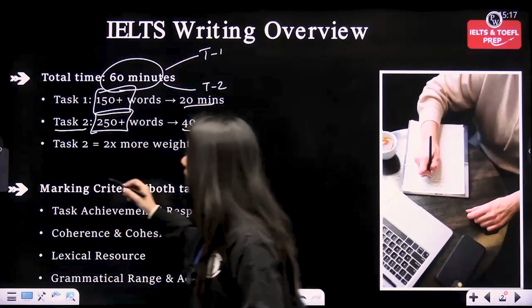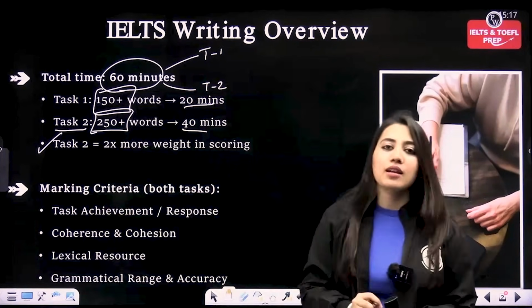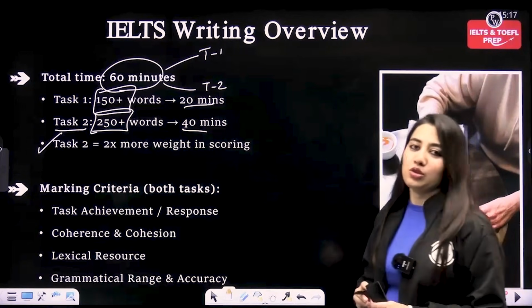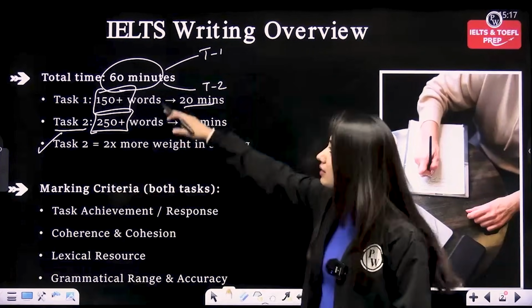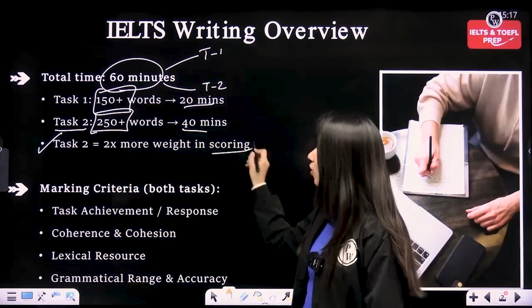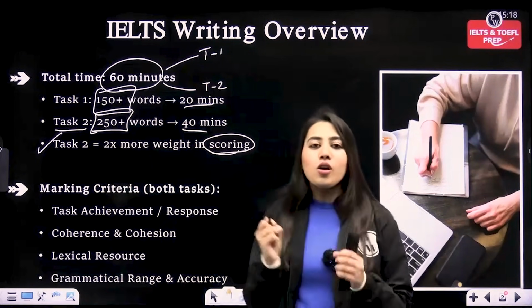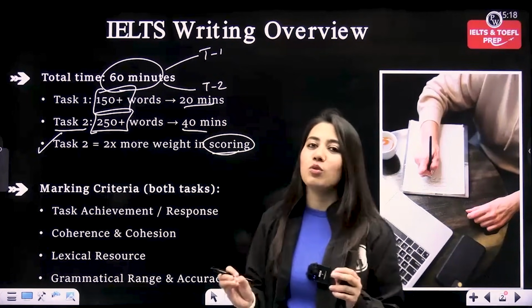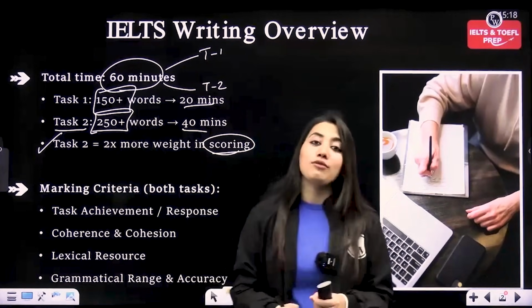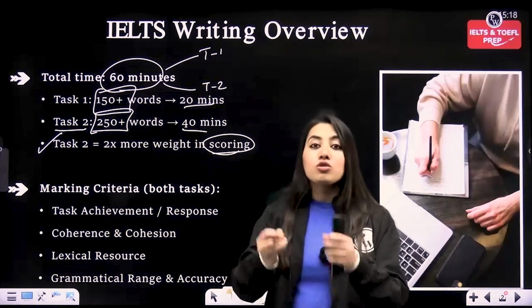Later, you have it as task 2. Now, this task 2, once we see, it's called essay writing. Now, this is more crucial. How? It actually weighs double compared to the task 1 in scoring. You can see it is a double. Why is it double? Because in the task 1, you have the minimum word count to be 150 words only. But over here, you have to write 250 as the minimum words. That is why it counts double.